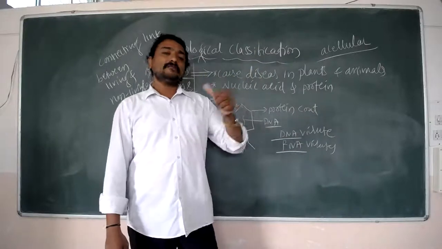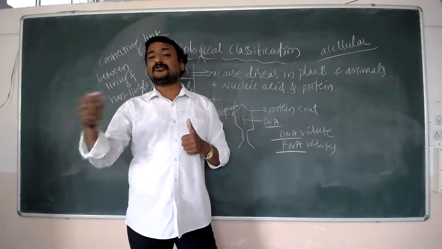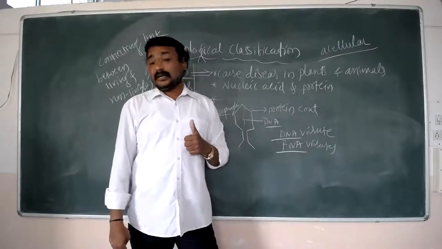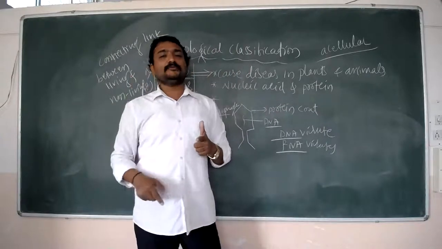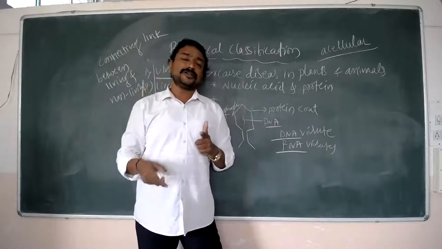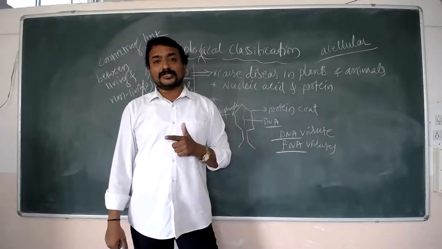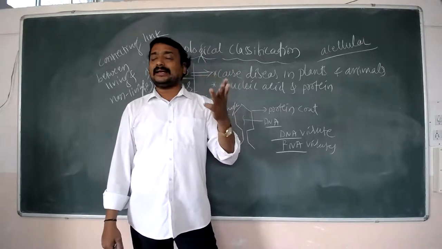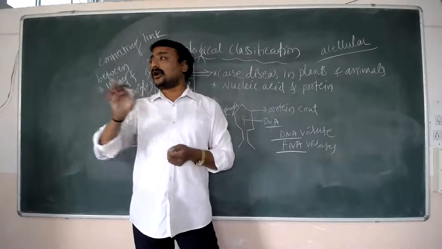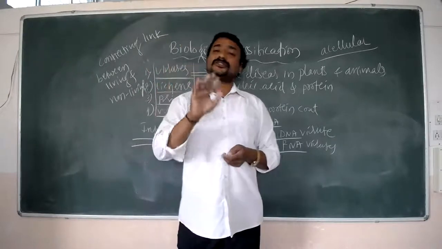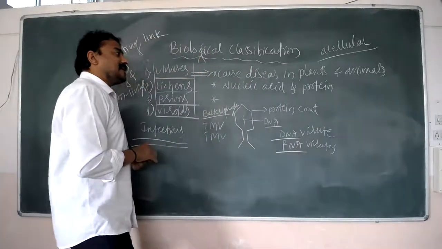For example, in Monera, you will study about the prokaryotic unicellular organisms, but viruses do not obey the rules of the characteristic features of kingdom Monera. Then in Protista, you will study about eukaryotic unicellular organisms. Viruses do not obey the rules of kingdom Protista. In the same way, the general characteristic features of Mycota, Plantae, as well as Animalia are not obeyed by the viruses. Because of this reason, we study them separately. So we are not including them in any of the kingdoms.